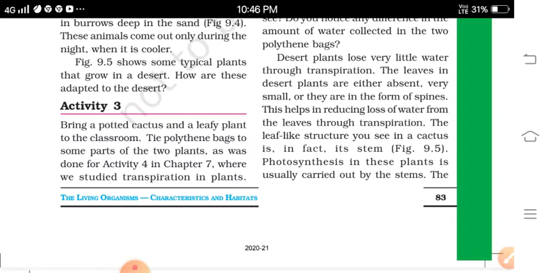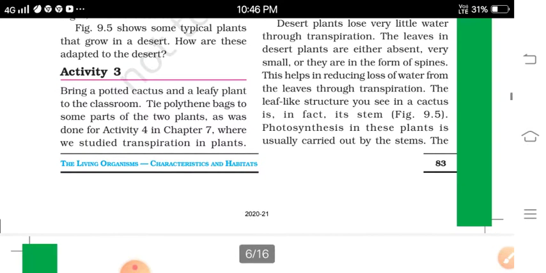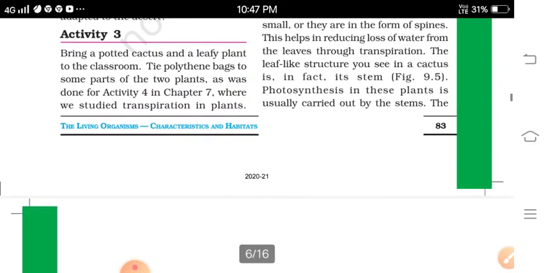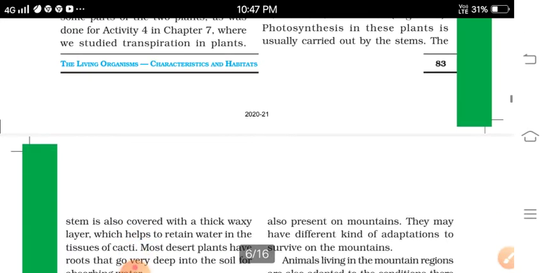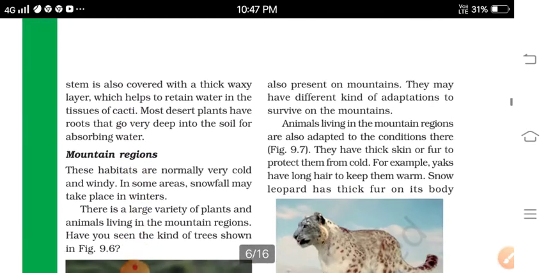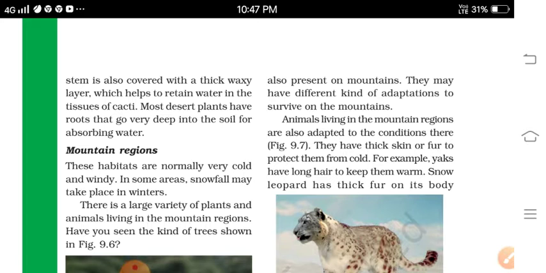This is because in the desert there is a small amount of water. The leaf-like structure you see in a cactus is in fact the stem. Photosynthesis in this plant is usually carried out by the stem. The stem is also covered with a thick waxy layer, which helps to retain water in the tissues of cacti. Most desert plants have roots that go very deep into the soil for absorbing water. For today's session, this much is okay.